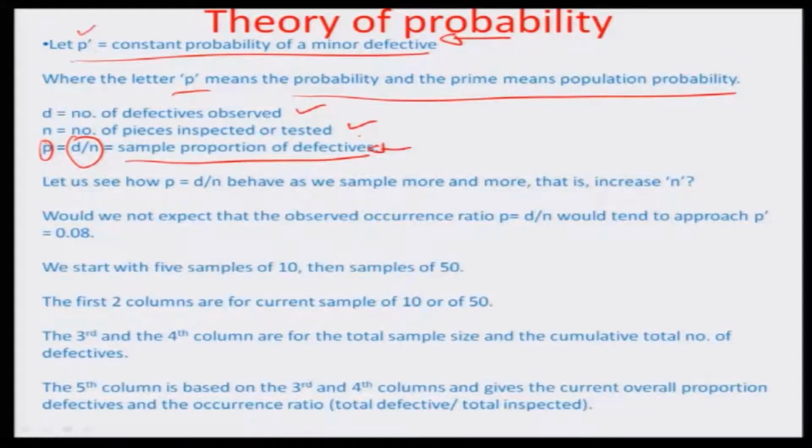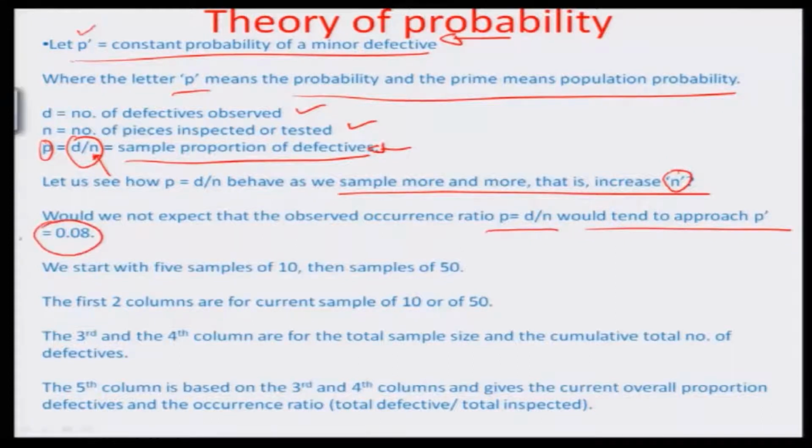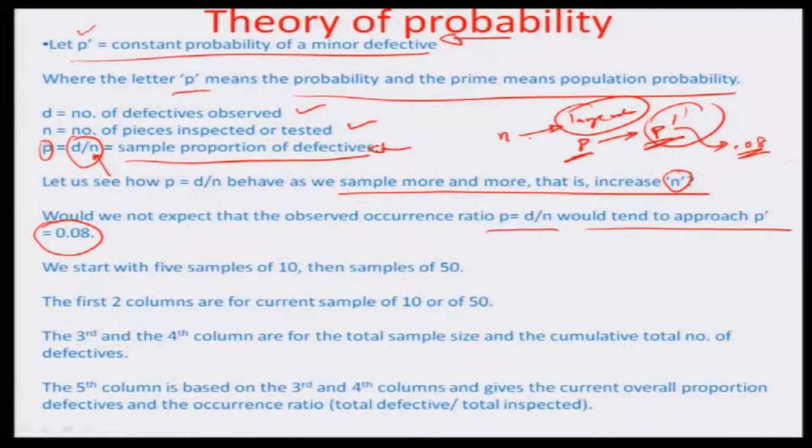Now, let us see how P equal to D by N behaves as we sample more and more data, or let us say if we increase this N value, does it change, or does it really remain the same? Let us just observe that. The occurrence ratio P equal to D by N would tend to approach P' as N goes to a very large value. So, the probability of the sample would approach the probability of the population of having a minor defect, which is 0.08, as the sample size N becomes large.